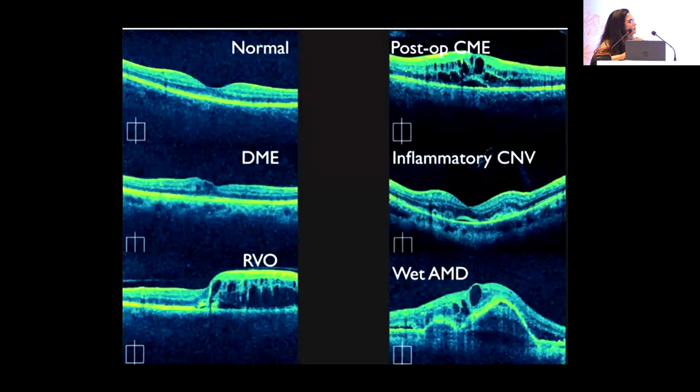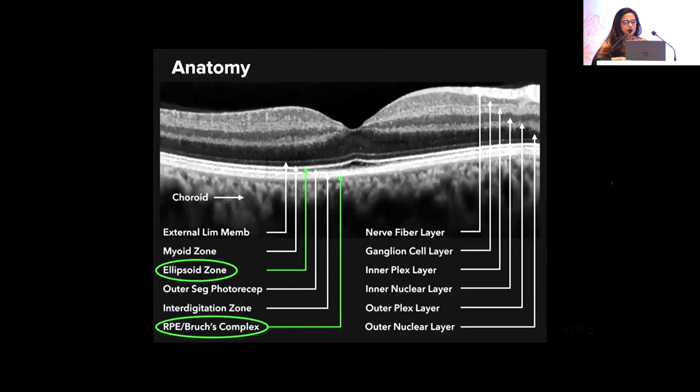So this is a normal OCT, this is diabetic macular edema, this is a branch retinal vein occlusion where you see this asymmetric edema. These large cystoid spaces are post-cataract CME, inflammatory CNVM, and wet AMD would present like this, large PED, subretinal fluid. So many times you can just see it and make your diagnosis.